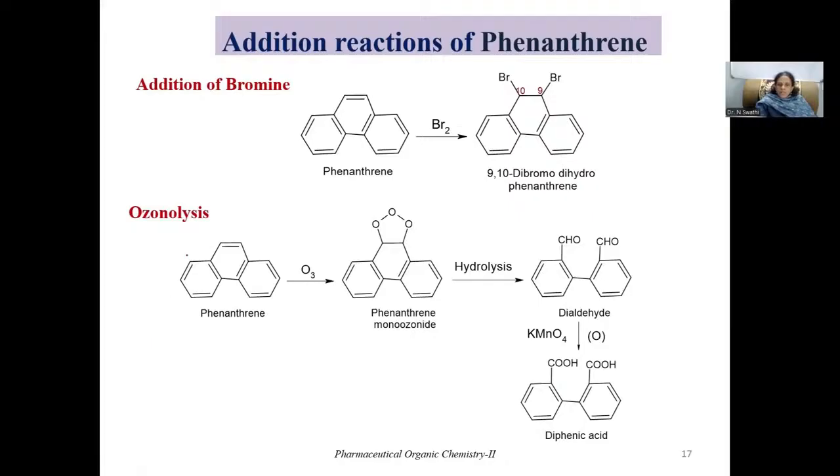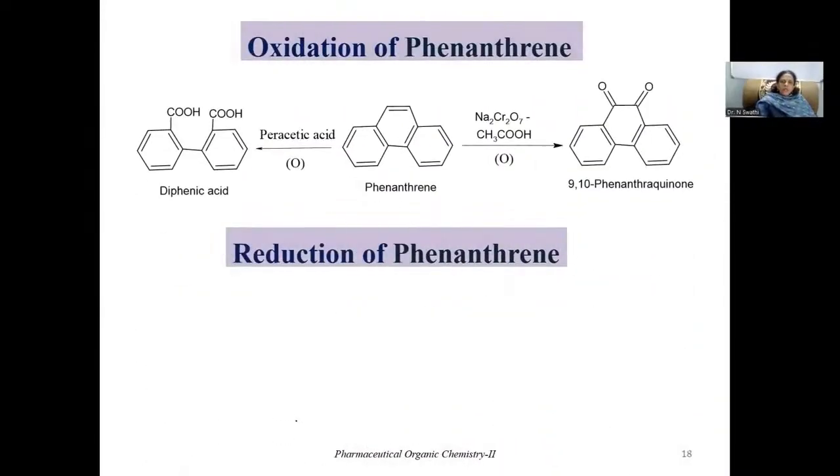So ozonolysis and addition of bromine, these are the two examples under addition reactions. Now let us consider the oxidation reactions first. Phenanthrene gives different oxidative products which depend on the type of oxidizing agent used.